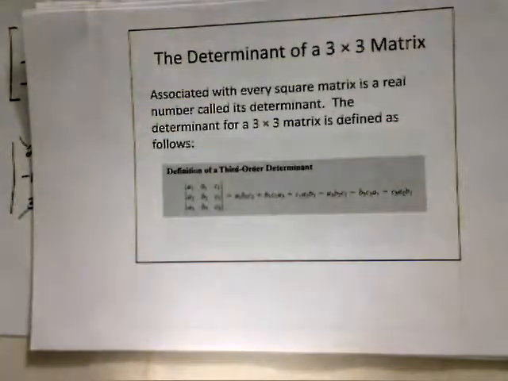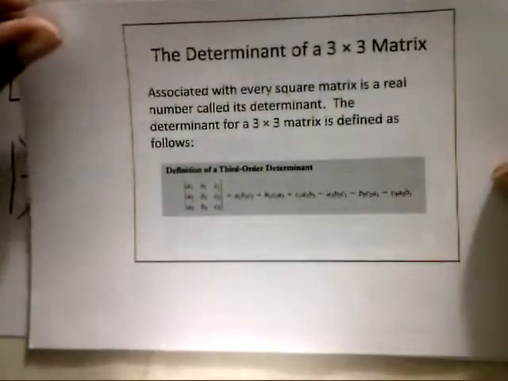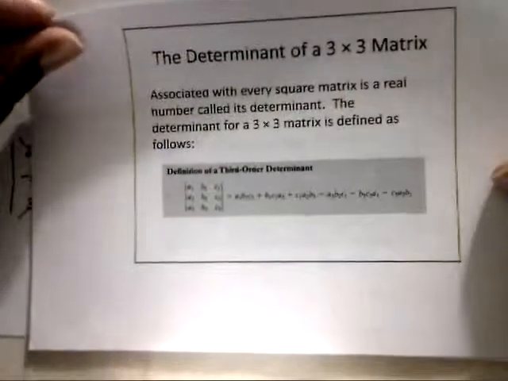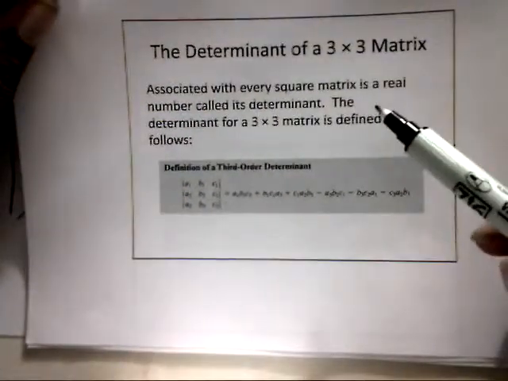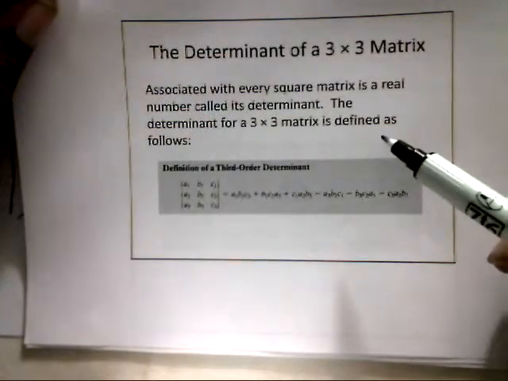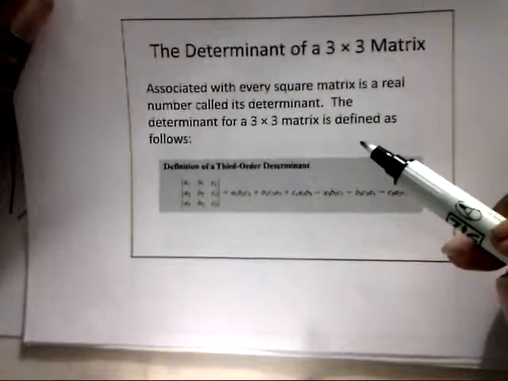Okay, so far we looked at a 2 by 2 matrix. Now let's look at a 3 by 3 matrix and how to find its determinant. Okay, associated with every square matrix is a real number called its determinant. The determinant of a 3 by 3 matrix is defined as follows.